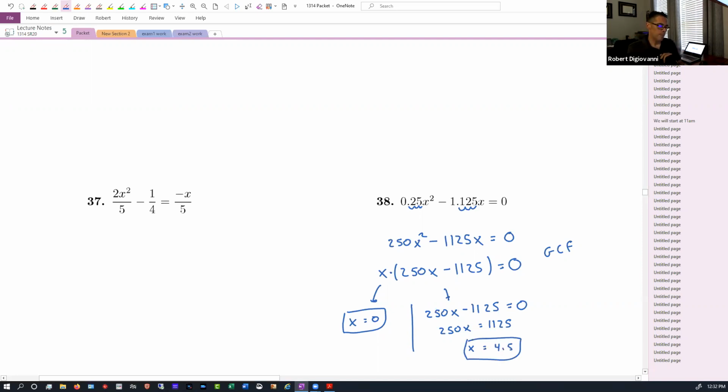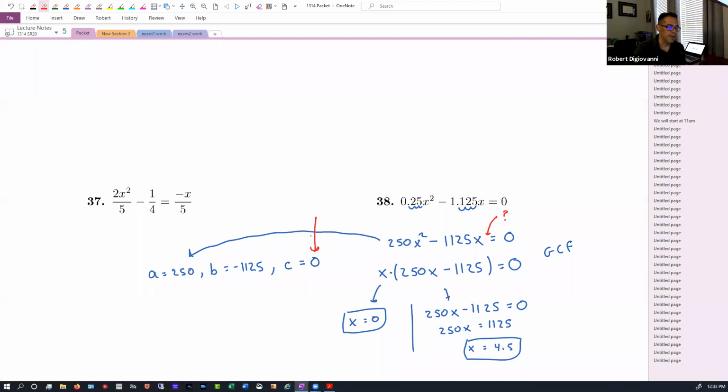There we go. Now, had you not seen that you could factor, you would have to realize that if you're going to use the quadratic formula, A would be 250, B would be negative 1125, and C here would be 0 because you don't have a number there. Well, you do, it's 0, there's nothing there. So you would have to see that C would be 0 in the formula. So you just got to be careful with that.